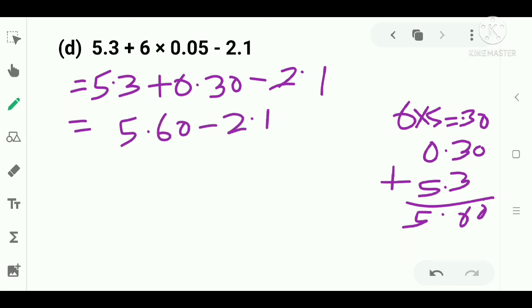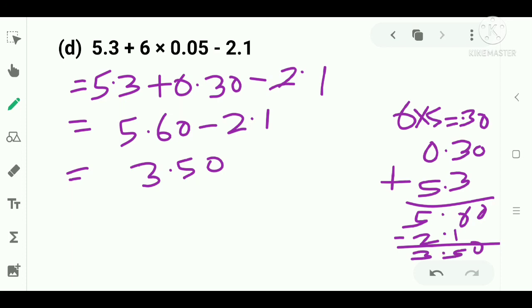Now we will subtract 2.1 from 5.60. So write 2.1 in this way and subtract. So when you subtract it, then you get 3.50. Because look here, 6 minus 1 is 5 and 5 minus 2 is 3. So the answer is 3.50.